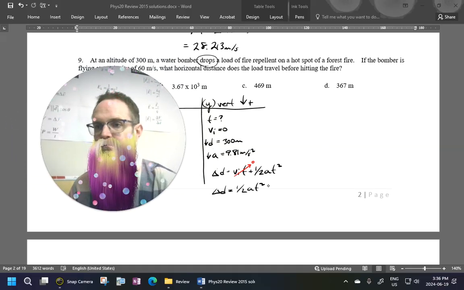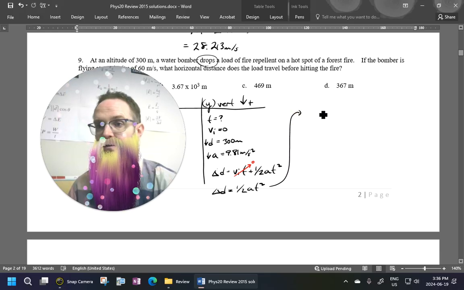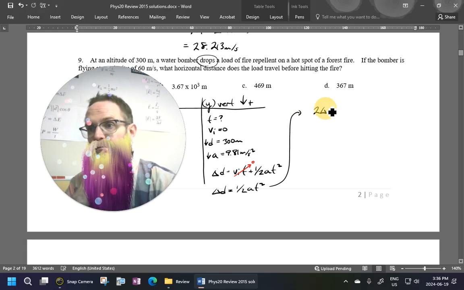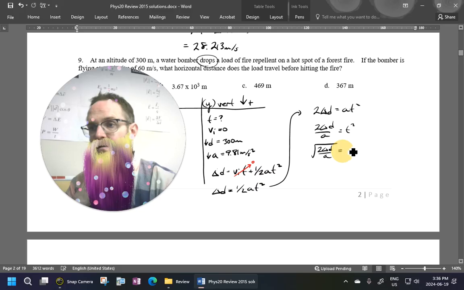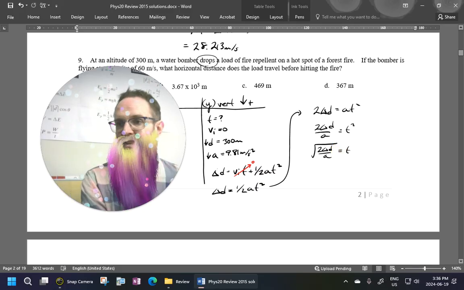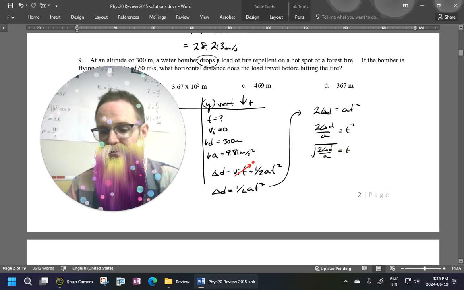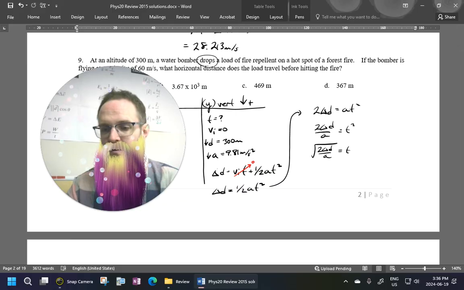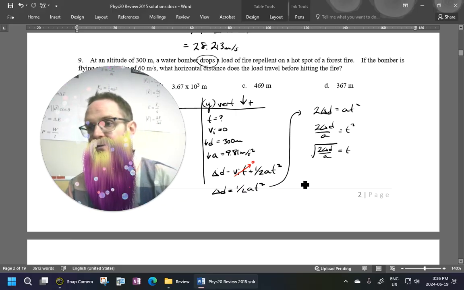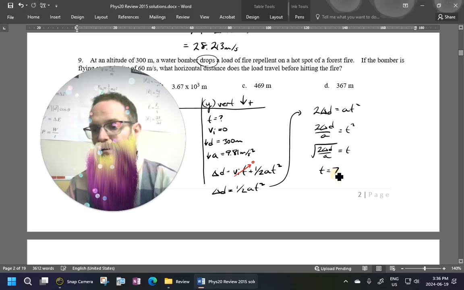Okay, let me just put that over here. So solve for time. We're going to multiply by 2, get rid of the half. Divide by A, get rid of the A. Take the square root, get the time by itself. Okay, so now once I've got all that in there, I can put all the numbers in here. So 2 times 300 divided by 9.81, making sure to take the square root. It's going to take 7.82 seconds to hit the ground.